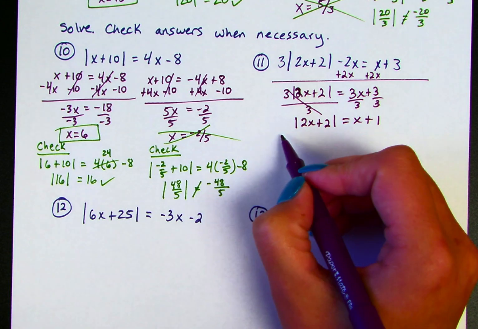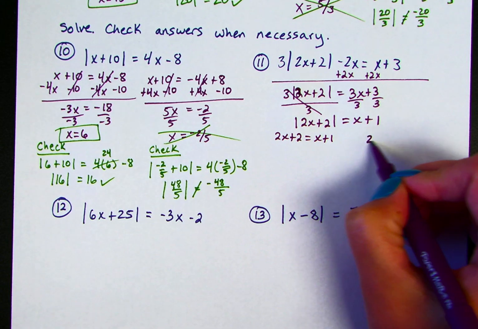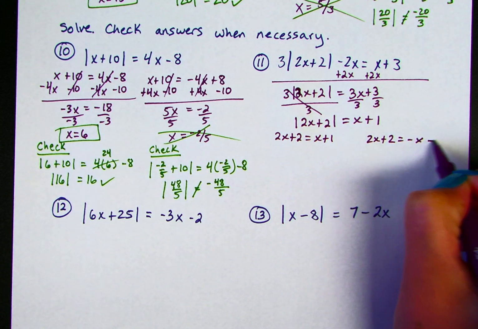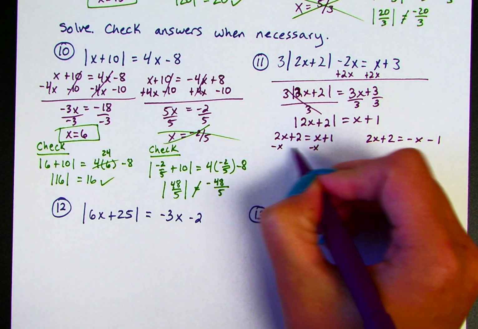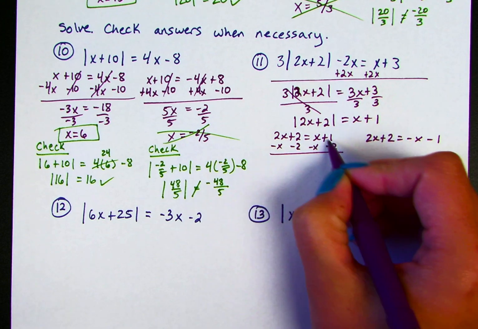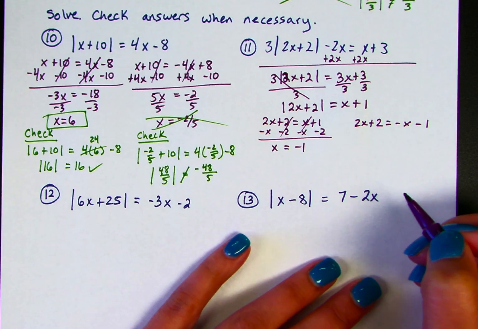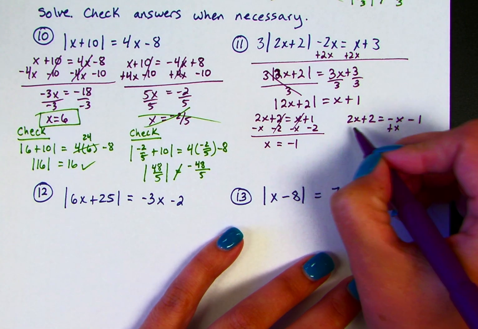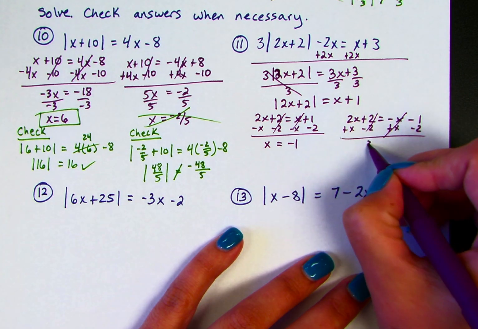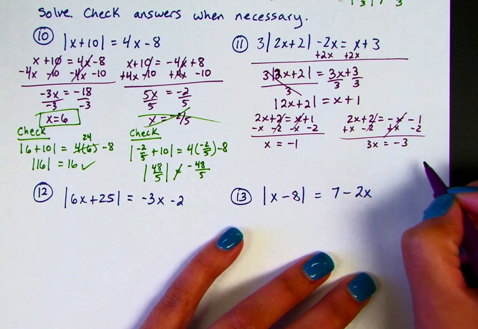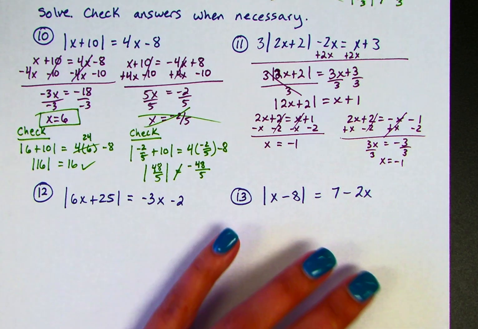So now I'm ready to set up my 2 equations. So 2x plus 2 equals x plus 1. 2x plus 2 equals negative x minus 1. And now we're solving. So I'm going to subtract the x, and at the same time I'm going to subtract the 2. So this will give me x equals negative 1 for that first answer. Here I need to add x this time, and I'm going to subtract the 2 over. So this is 3x equals negative 3. And I'm going to divide both sides by 3. So x equals negative 1.